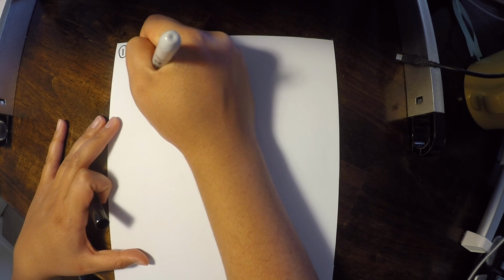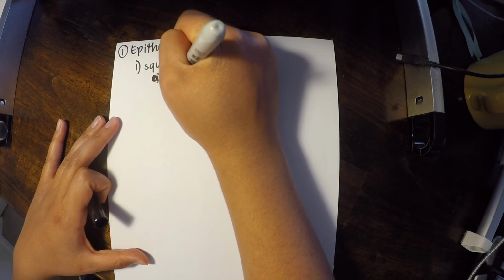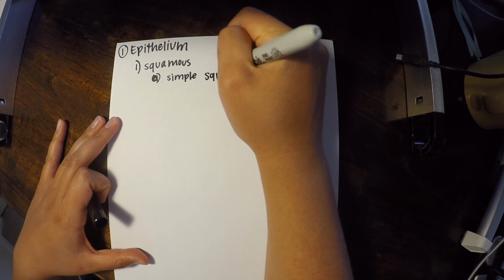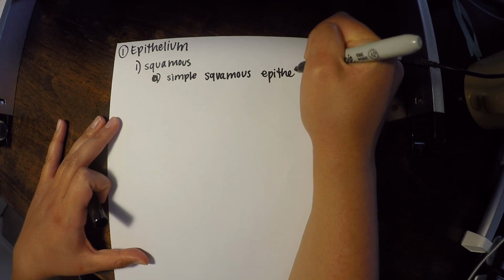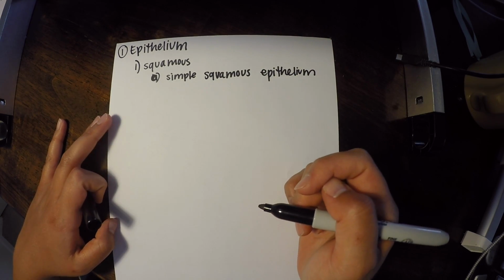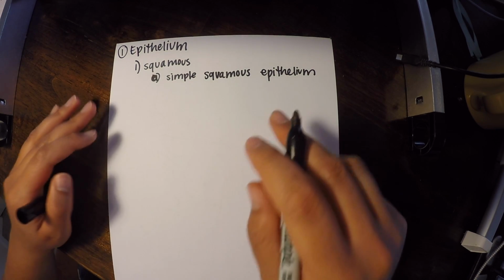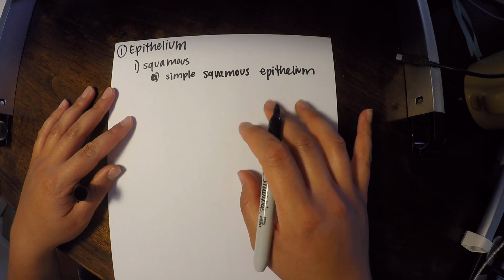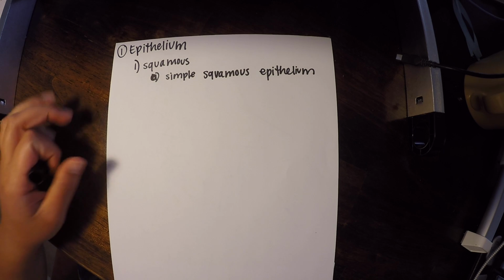You have simple squamous epithelium. Remember, we're looking at the microscopic study of these tissues, so it's important to look at what these tissues look like under a microscope, whether you're looking at it in person or in a photograph. I'm actually going to draw these structures out just so you can get some sort of guide for what it's supposed to look like under a microscope.